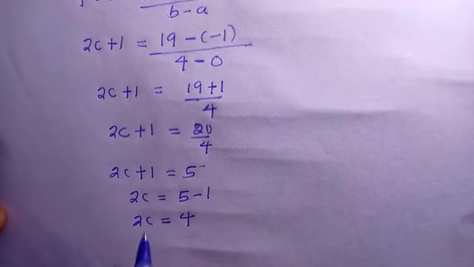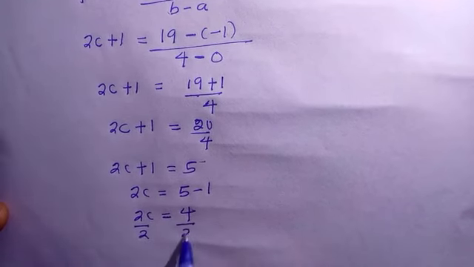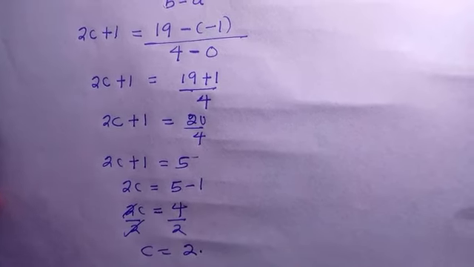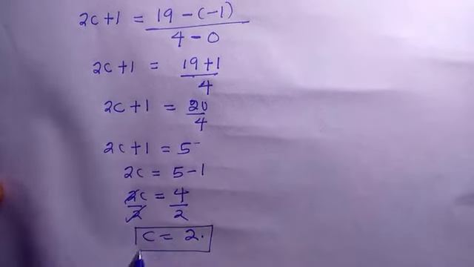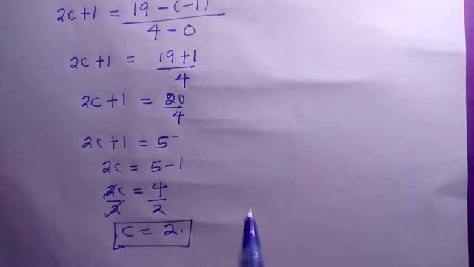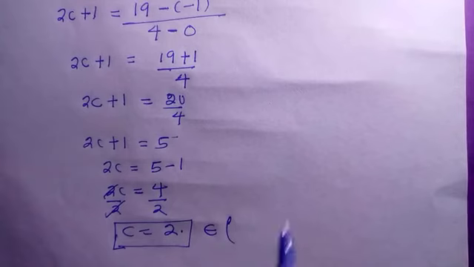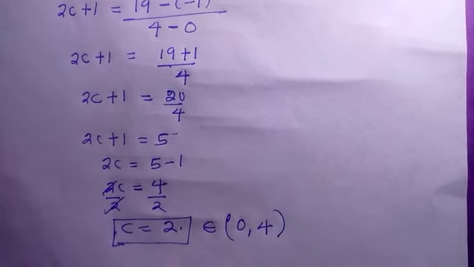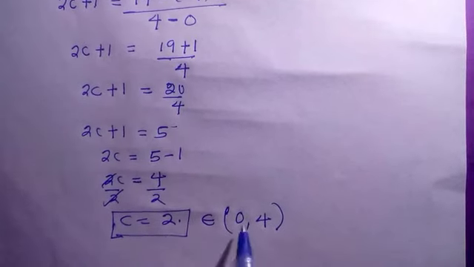Then the value of c here, when we divide both sides by 2, is c equals 2. And we should know that this c is the constant value that we refer to in the definitions. That is, after we get the differentiability in the open interval and continuity in the closed interval, there exists a constant value.